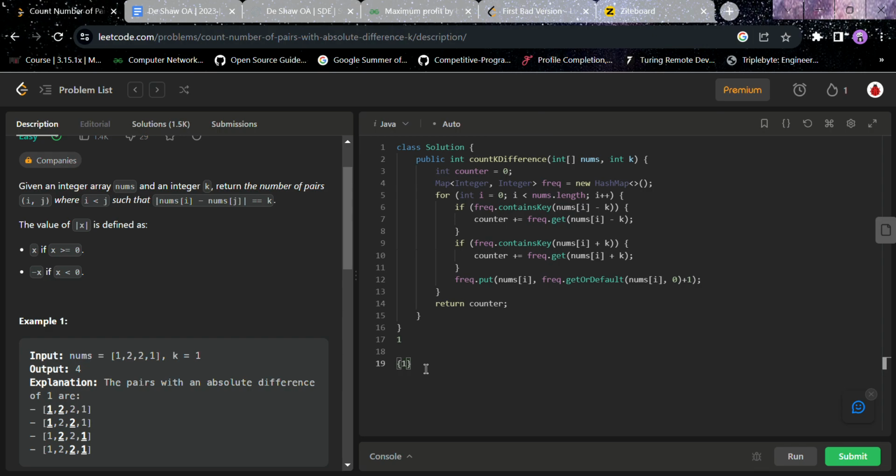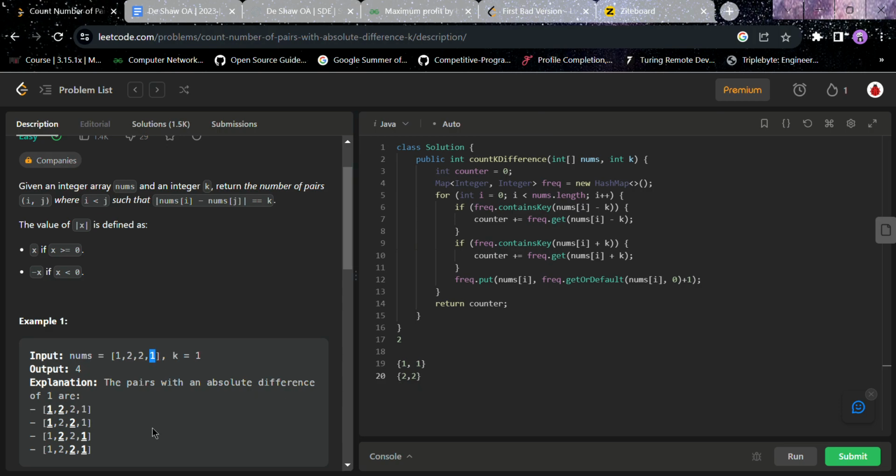We have 1 comma 1, and now we have 2 comma 1. Now when we visited this one, we check 2 plus 1, which is 3. 3 is not present. 2 minus 1 we have 1. Its frequency is 1, so again increment it with 1, so the counter is equal to 2. Now we will put this 2 in our map. Before that we check its frequency. Its frequency is 1, so we increment it, and now the frequency is 2.